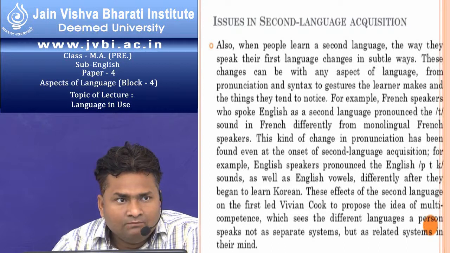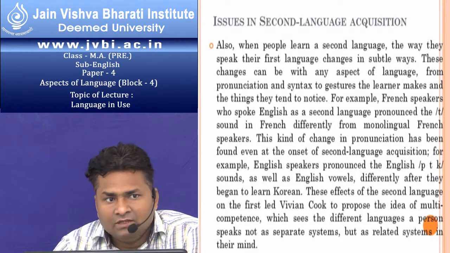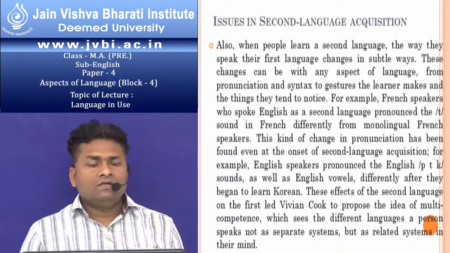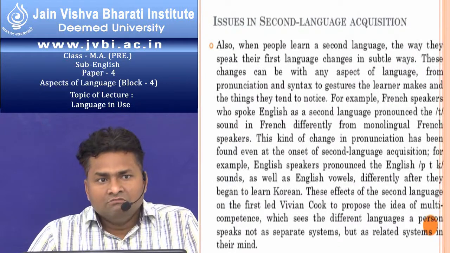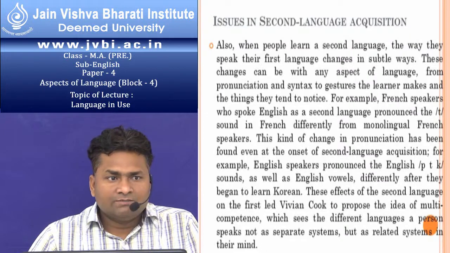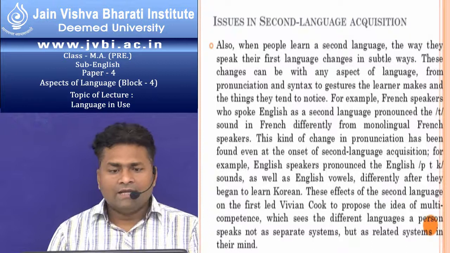This kind of change in pronunciation has been found even at the onset of second language acquisition. For example, English speakers pronounce the pa, te, ke sounds as well as English vowels differently after they begin to learn Korean. These effects of the second language on the first led Vivian Cook to propose the idea of multi-competence. It sees the different languages a person speaks not as separate systems, but as related systems in their mind.